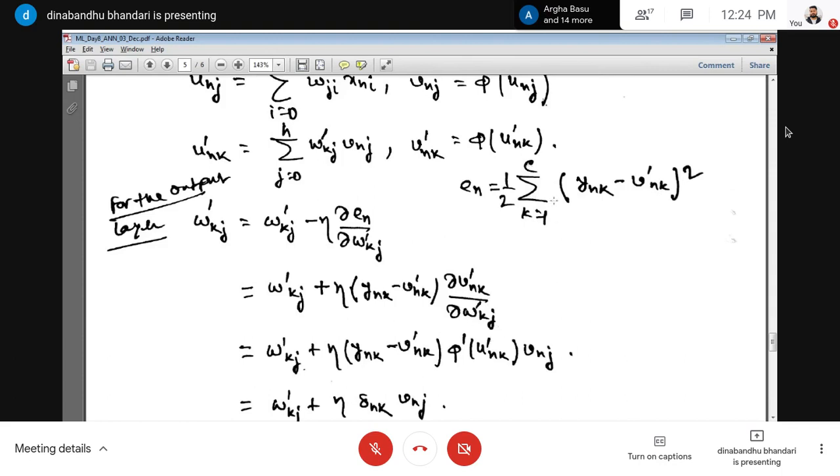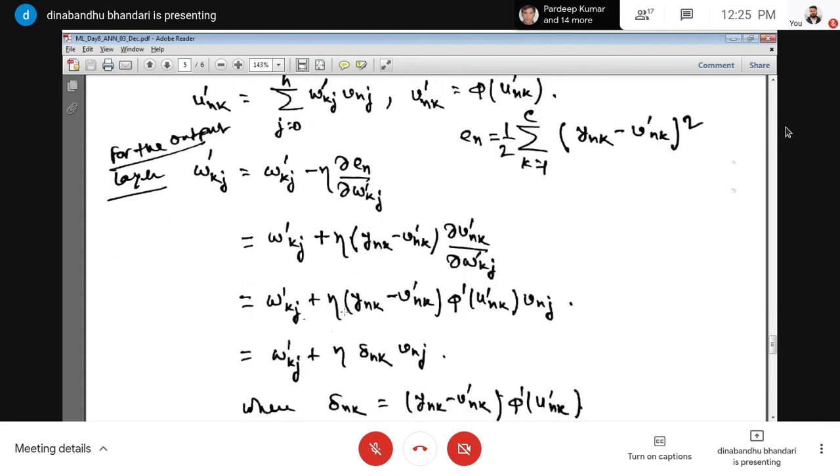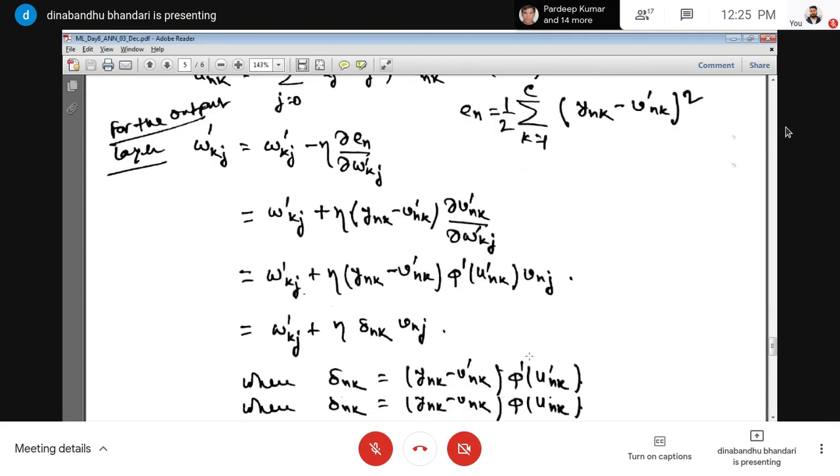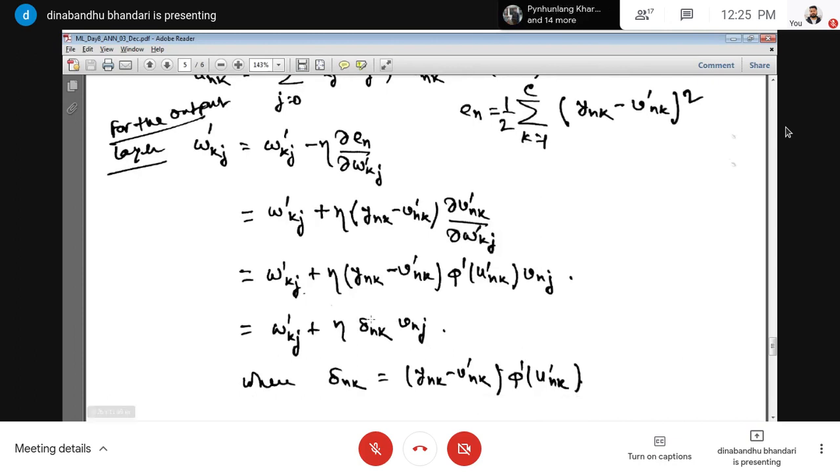Though there are many terms, W-KJ is involved only with V-NK. V-N1 does not have W-KJ, right? V-N2 does not have it. Only V-NK has W-KJ. So only this part remains, and the remaining parts will be 0. Differentiate it, and just go ahead with this and you will be able to reach this one.